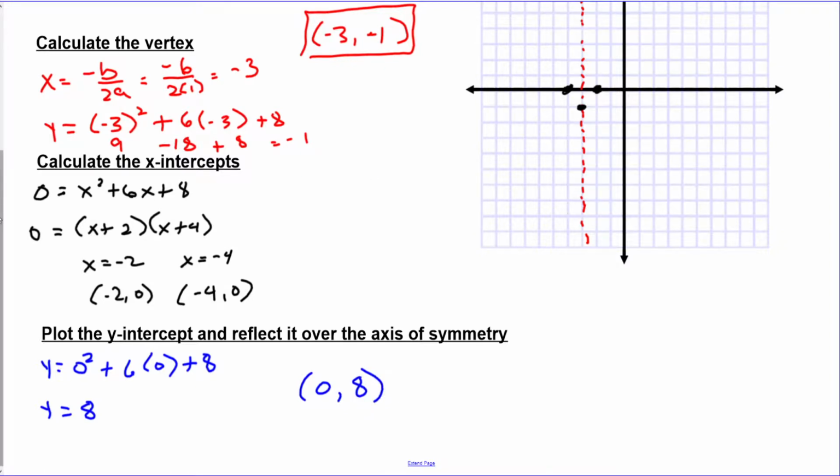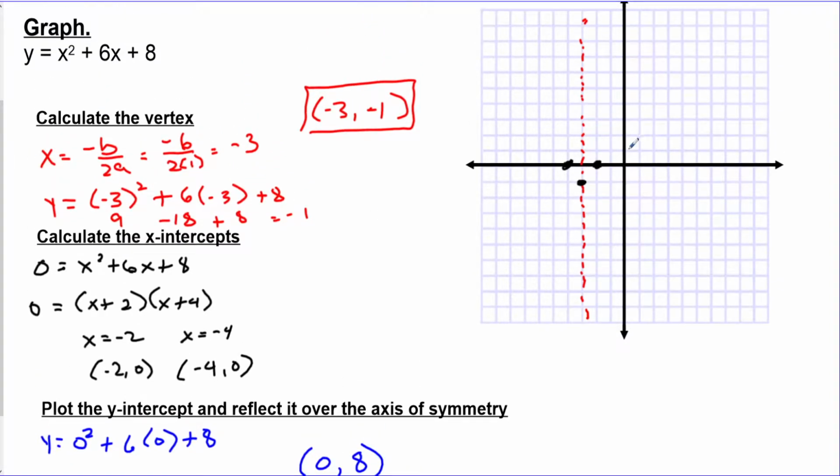That means that if I go to this graph and I plot 0, 8, which is up here, okay, that is point number 4, right? If this is called the 5 key points, we have one left to do. This is the new one.